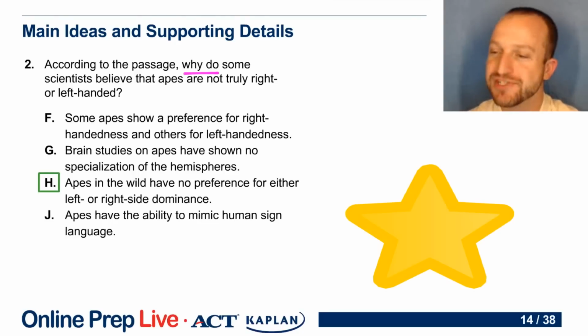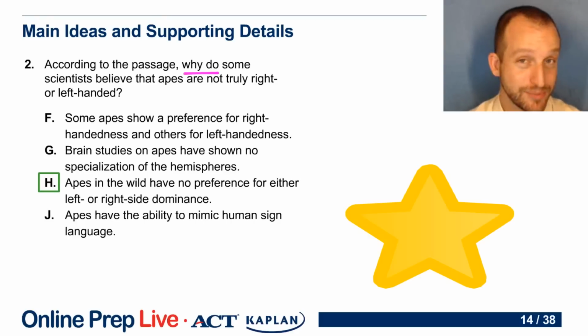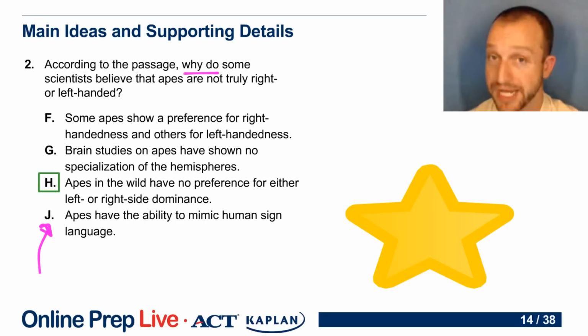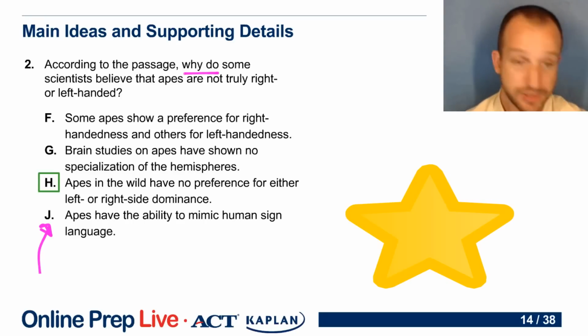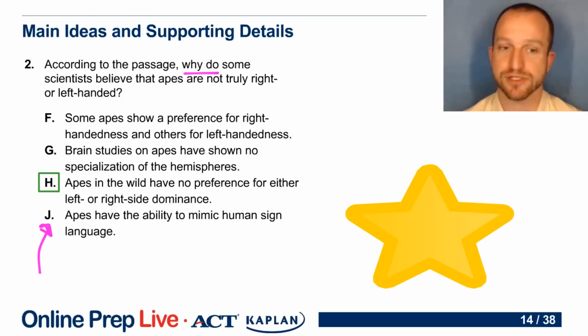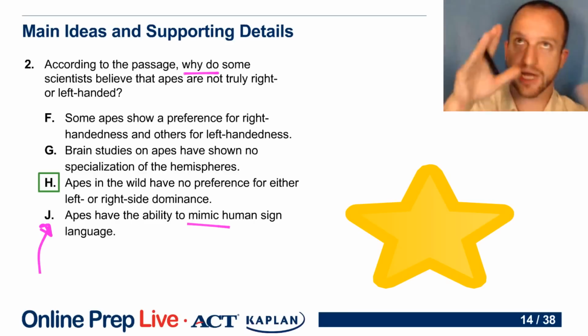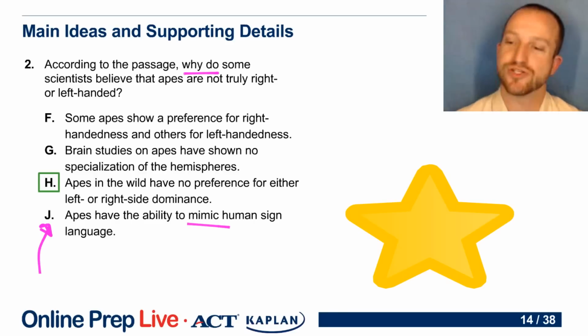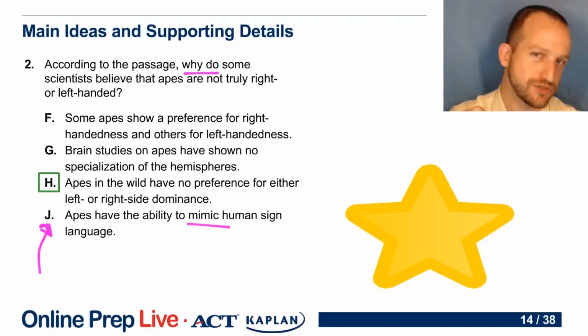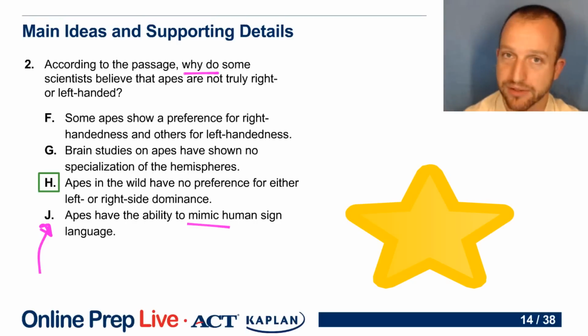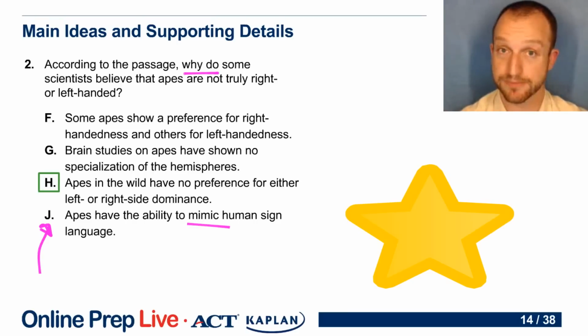And then I saw a bunch of people putting down here in chat the trap answer that you think people would fall for is J. Yeah, that's probably the most commonly chosen wrong answer on this one, because we saw it in the passage. It was true. They have the ability to mimic human sign language, right? That was the whole premise for why they ended up potentially being right-handed. So if you ended up choosing J, don't feel bad. You chose a true statement.